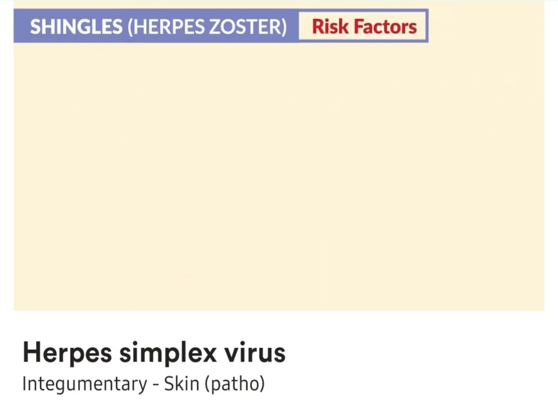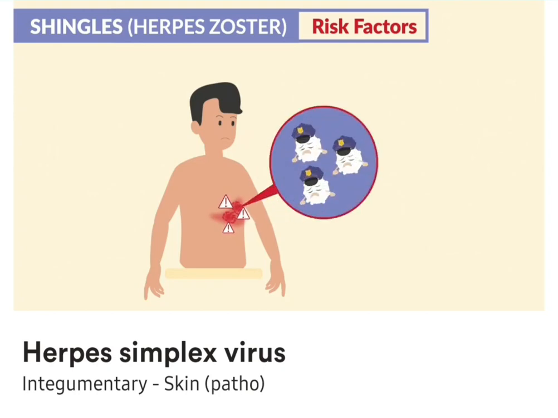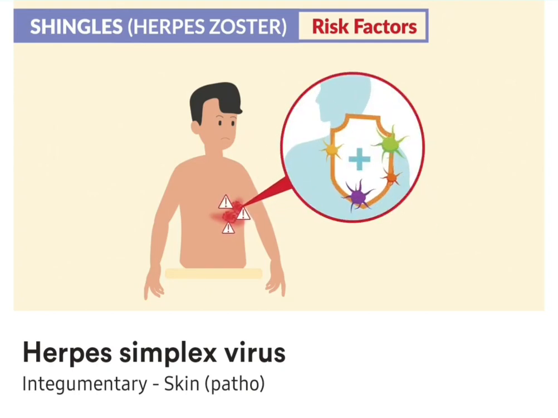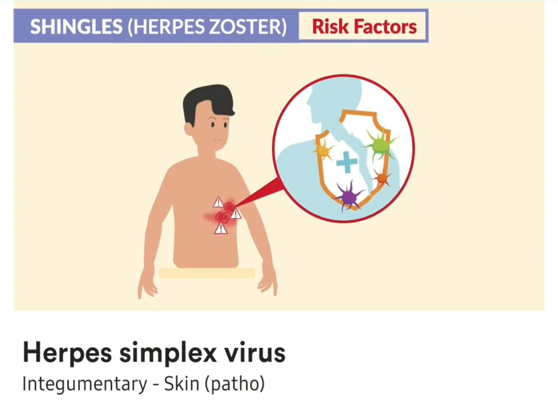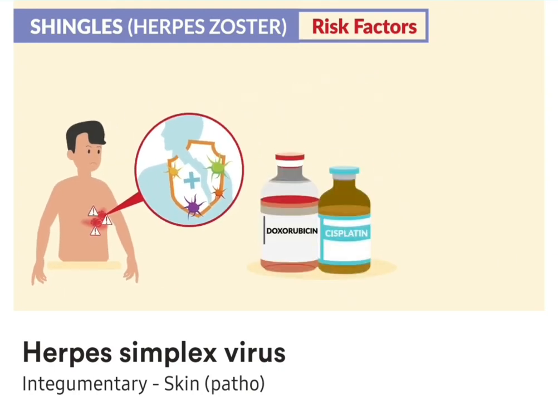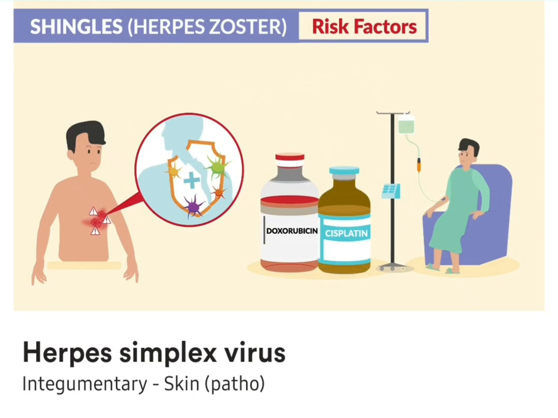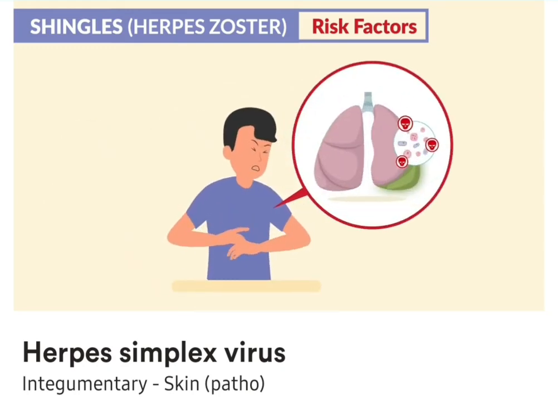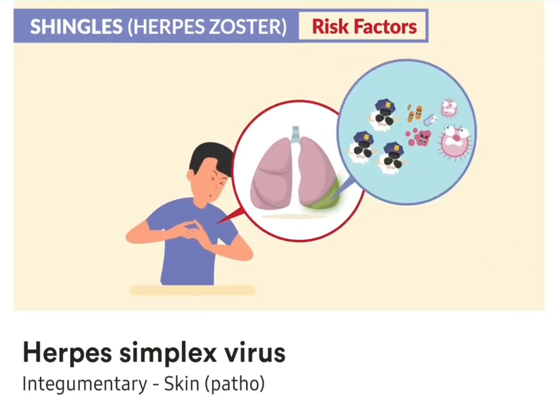So the risk factors are pretty simple. Just think of a client whose defenses are down, called immunocompromised, or a compromised immune system. Say a weak immune system like clients on immunosuppressants, or clients undergoing chemotherapy, or even clients fighting off another infection like pneumonia, where the immune system is preoccupied fighting another battle.